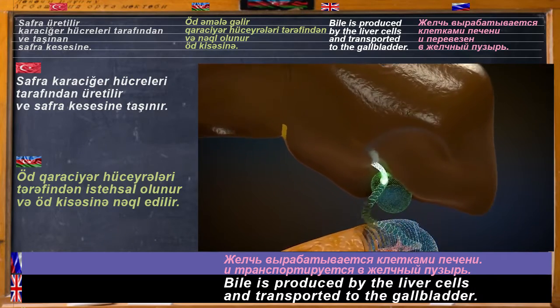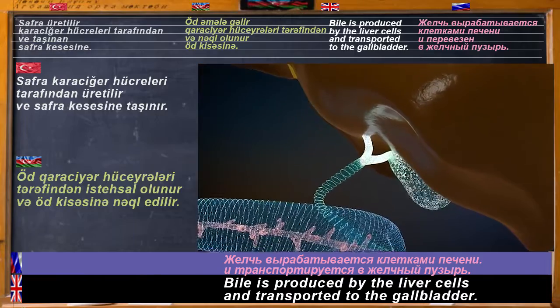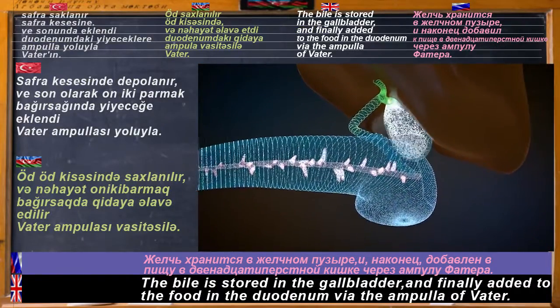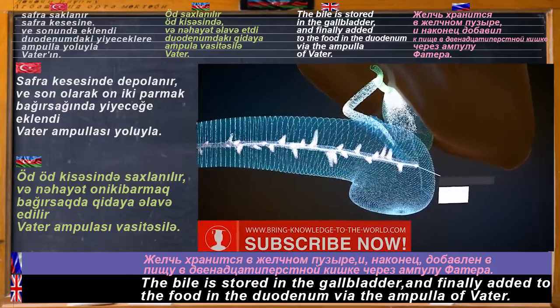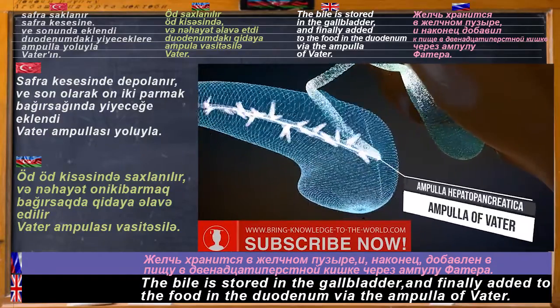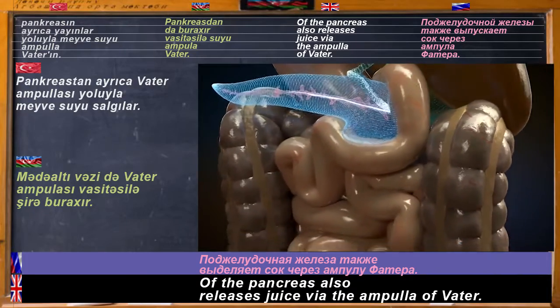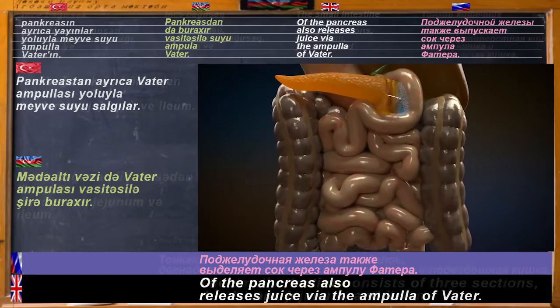Bile is produced by the liver cells and transported to the gallbladder. The bile is stored in the gallbladder and finally added to the food in the duodenum via the ampulla of Vater. The pancreas also releases juice via the ampulla of Vater.